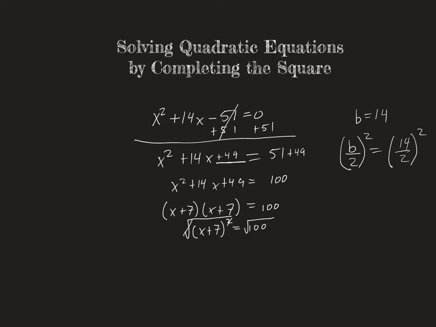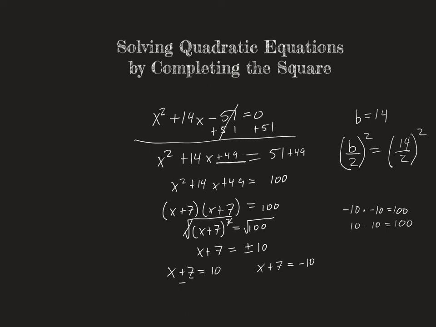So the square roots cancel, and now you have x plus 7 is going to be equal to plus or minus 10. And it's plus or minus 10 because negative 10 times negative 10 gives you 100, and 10 times 10 gives you 100. So you can have either option. So now you need to divide this into two cases. The first one with x plus 7 equals 10, and the second one x plus 7 equals negative 10.